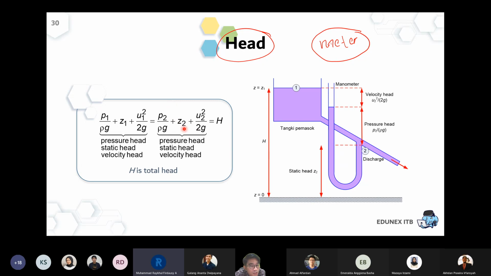Do you need to memorize all? Actually, no need. You can just take maybe energy as joules. So you can memorize the equation, and then if you want to convert it to joules per kilogram, then divide it by mass. If you want to convert it into head, then you further divide it by the density, etc.